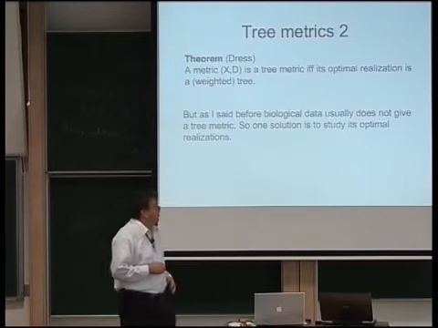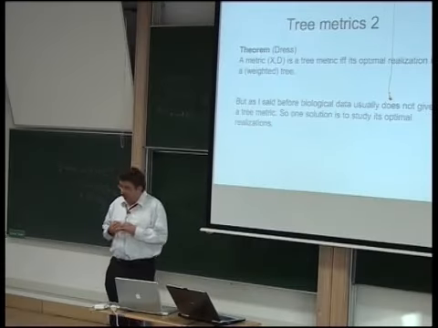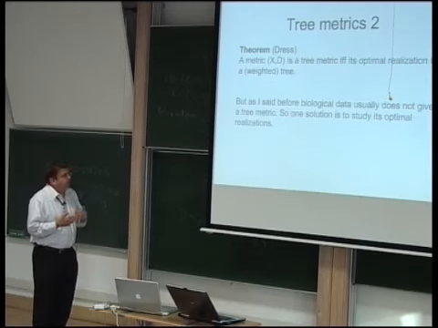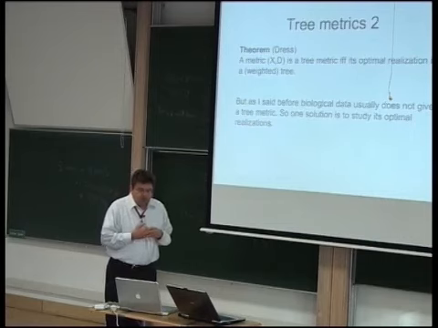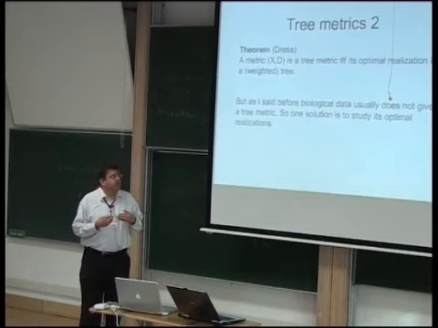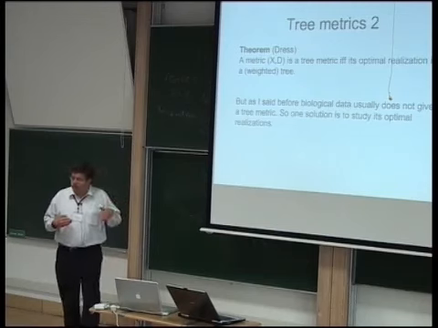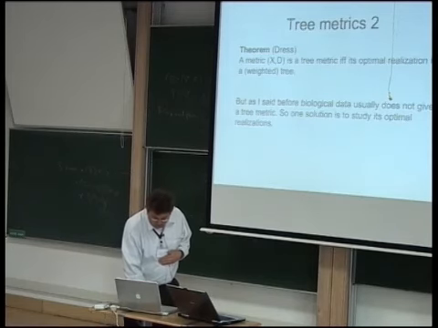As I already said, Andreas has shown that if a metric is a tree metric, then its optimal realization is a weighted tree. But usually the distances you obtain from biological data do not give a tree. So one way to avoid having to find the tree directly is to find the optimal realization, and if it is a tree metric, you will find back your tree. That sounds like a good strategy.